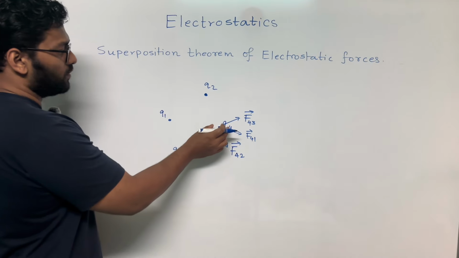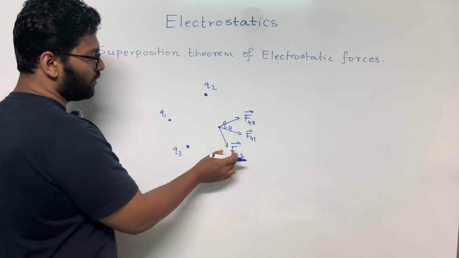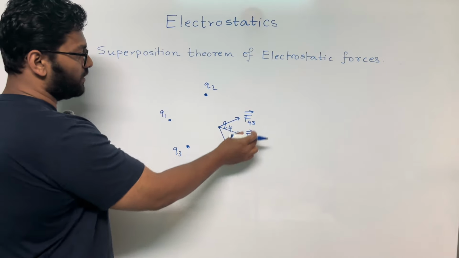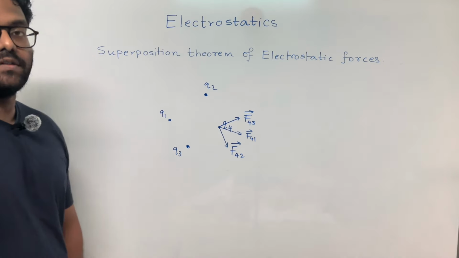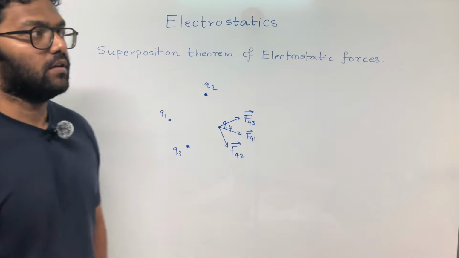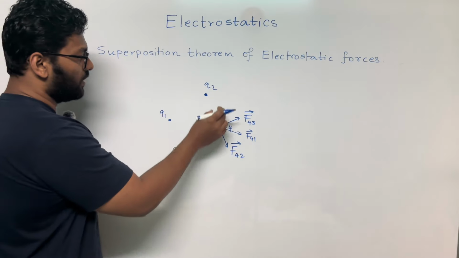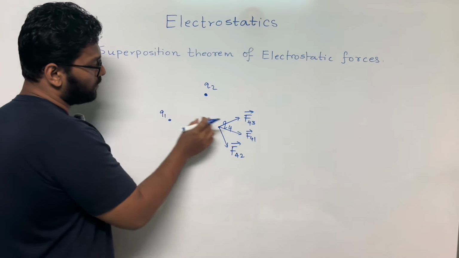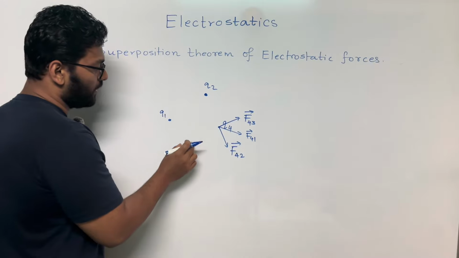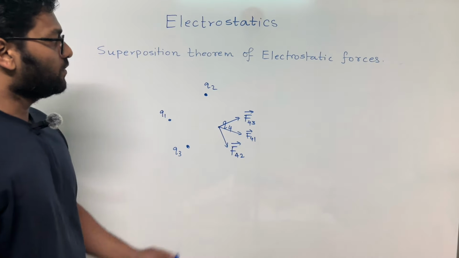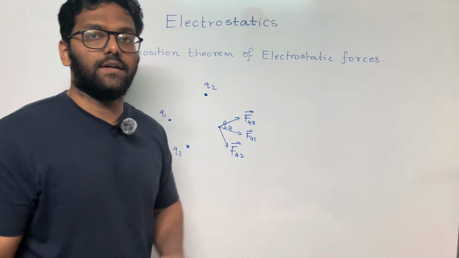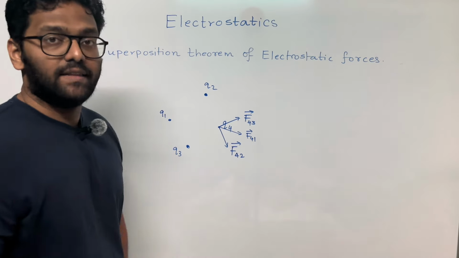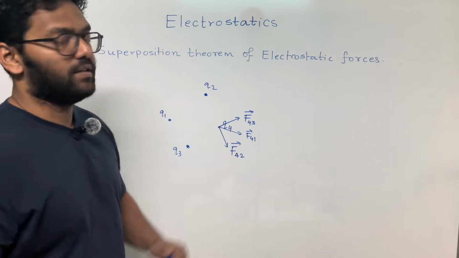So now the force on the q4 charge is the addition of all these forces. The force on the fourth charge is the addition of all these forces. That itself is called the superposition theorem. So the force due to the second charge on the fourth charge is not affected by the force due to the first charge on the fourth charge. Neither is it affected by the third charge on the fourth charge. So all of them act independent of each other, and the net force will be given by this addition of the forces. That itself is called the superposition theorem.